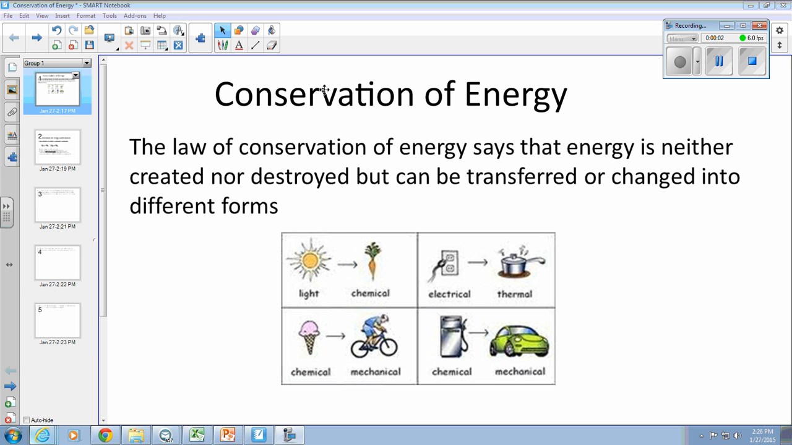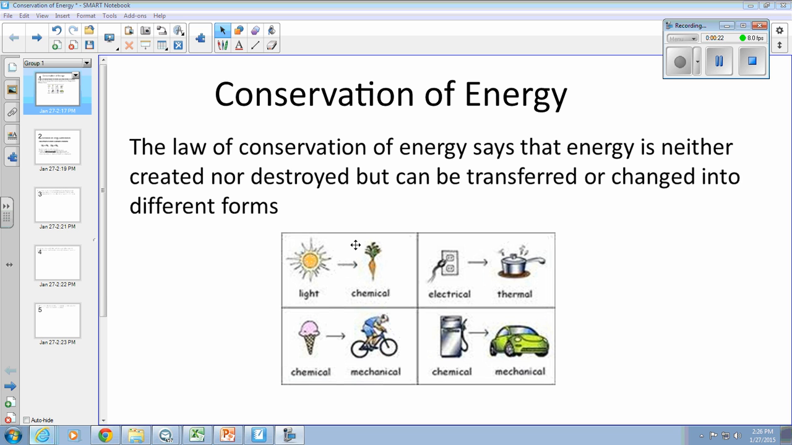We're going to talk about conservation of energy. The law of conservation of energy says that energy is neither created nor destroyed, but can be transferred or changed into different forms. Here's some examples of energy changing from one form to the other.